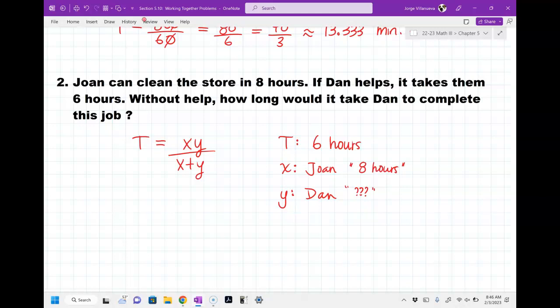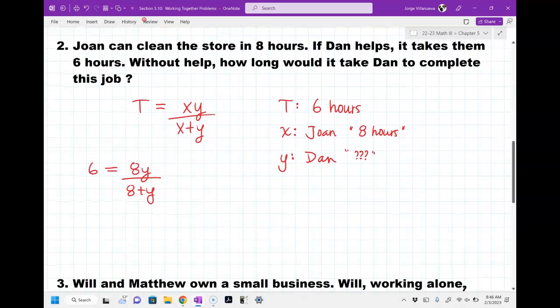So let's plug in our information. 6 is equal to 8y over 8 plus y. Now I have to solve for y, and I cannot just cancel them. I can't do that. So what I'm going to do is multiply the 8 plus y to the left side. I'm going to take this whole thing and multiply it over there. So it's going to look like this: 6 times 8 plus y is equal to 8y.